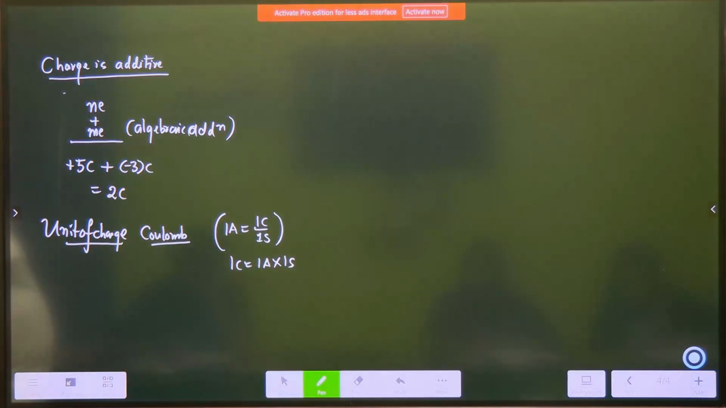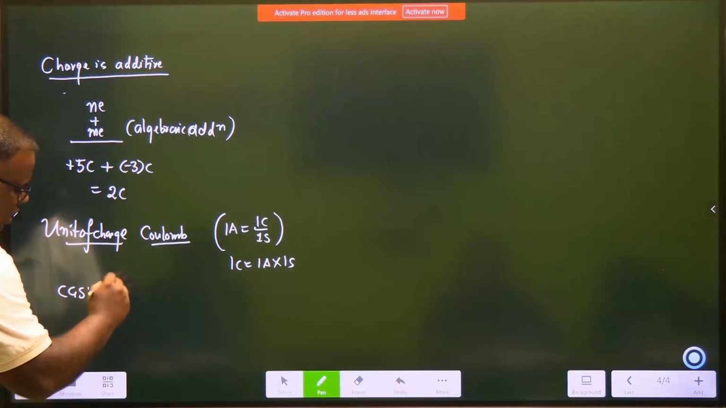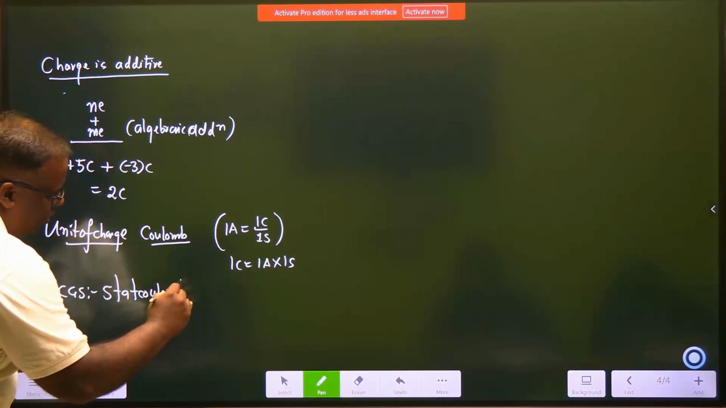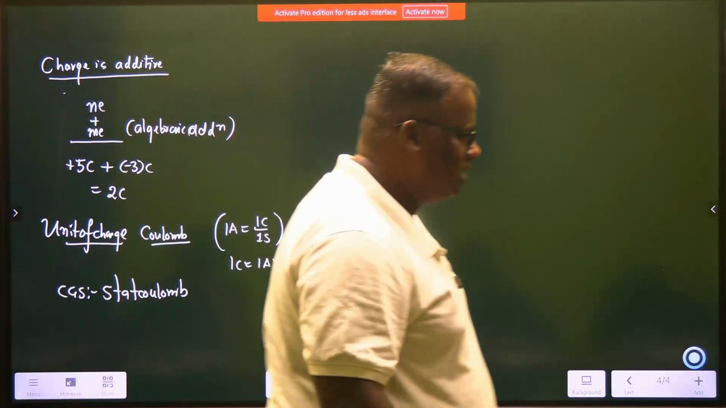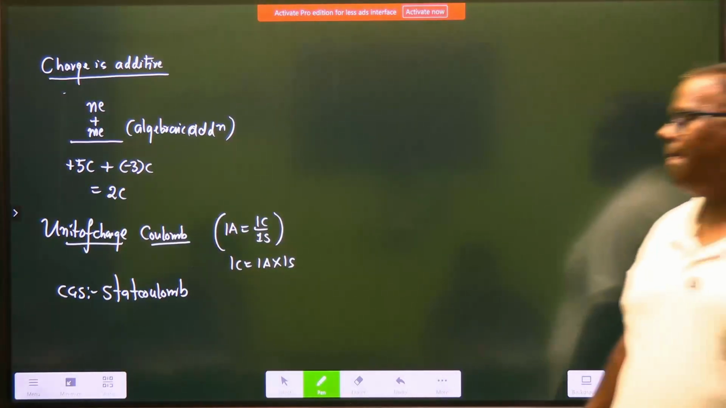Clear? Just for your knowledge, in CGS units, we have another charge unit called stat coulomb. This is a smaller charge unit. I think 1 stat coulomb is 3.38 into 10 to the power minus 10 coulomb. Just for knowledge, there's a small unit called stat coulomb.